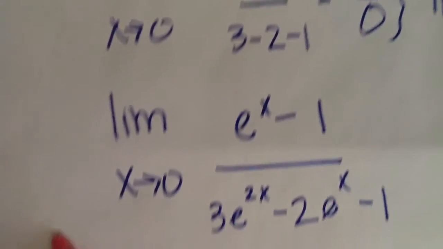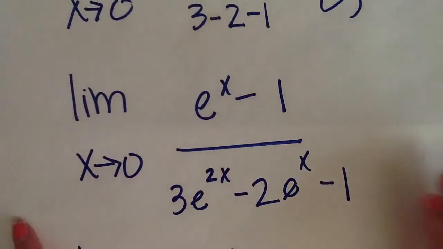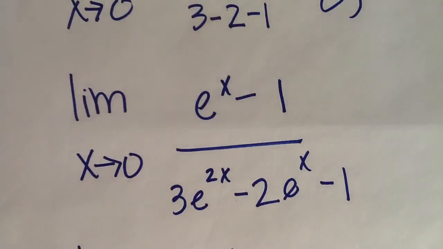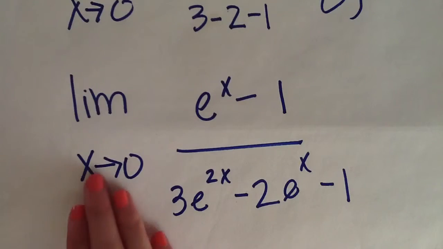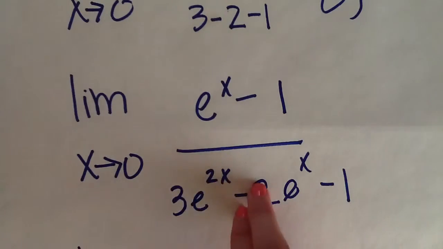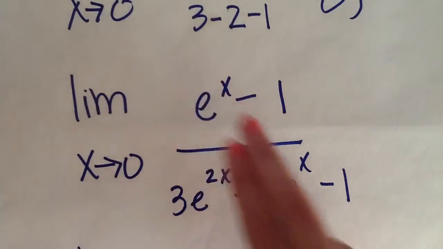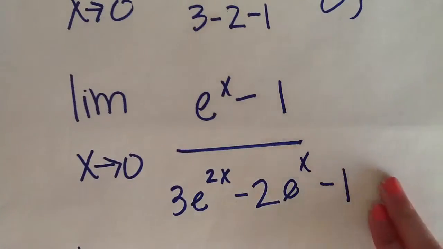So, rewriting the problem, the first thing I would do now that we know that substitution is not going to work for this problem is factoring. We're going to factor the bottom to see if there are any factors that will cancel out the numerator as well as a factor in the denominator.